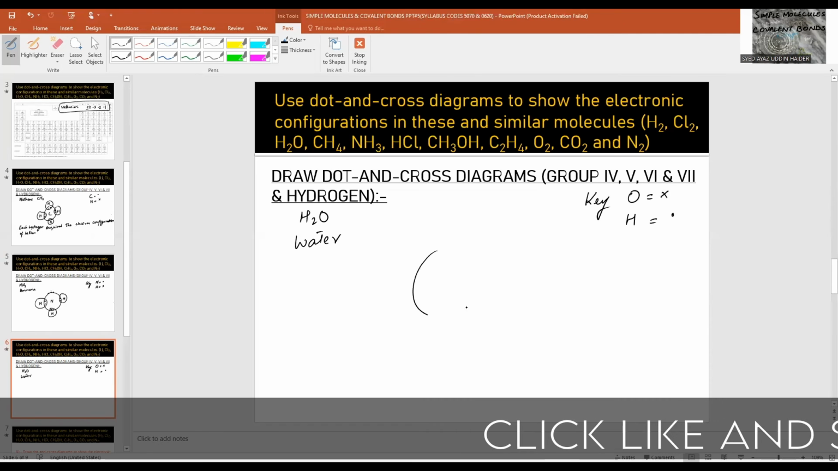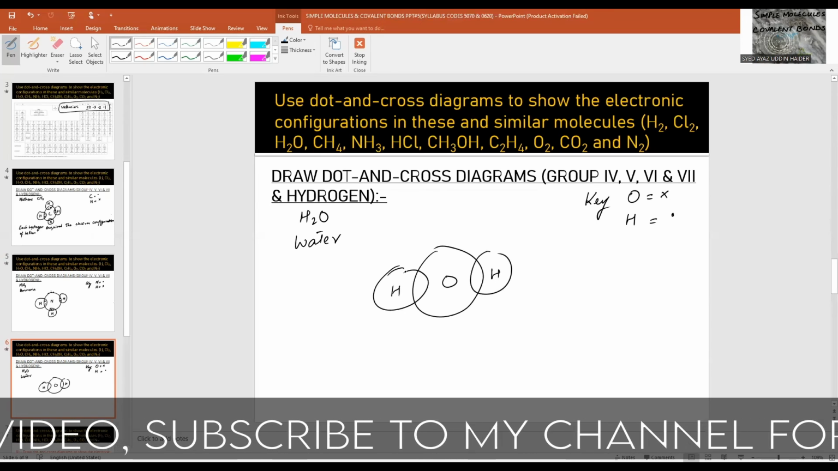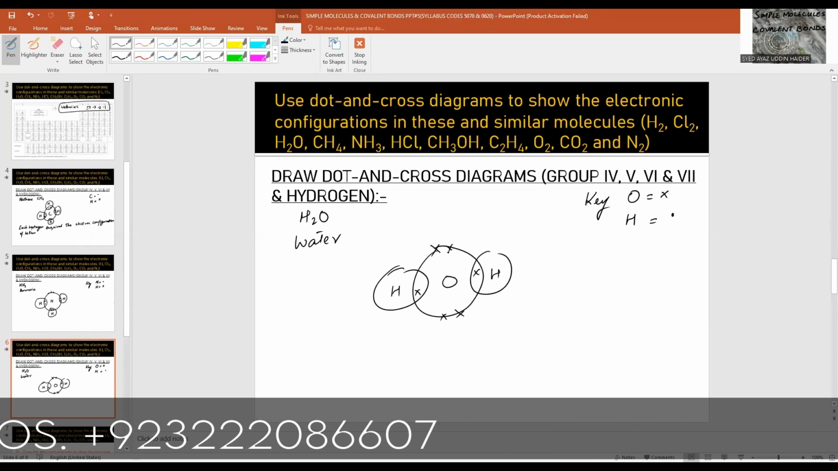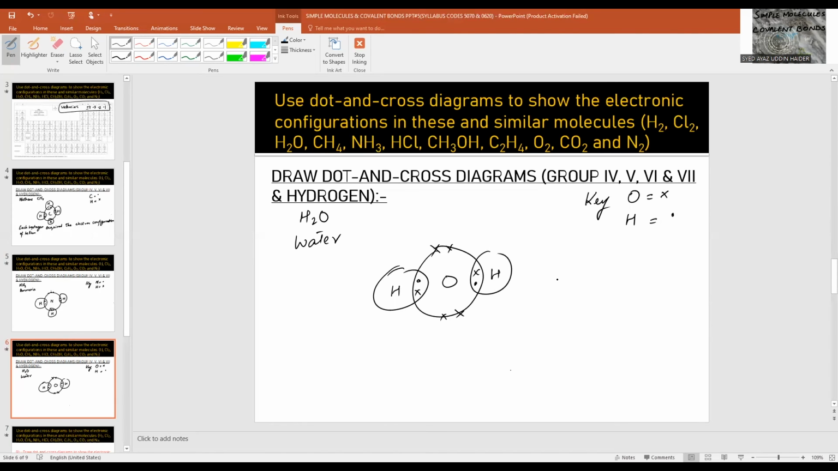So in the center, we are having oxygen. This is oxygen. This is hydrogen 1. This is hydrogen number 2. First, show the valence electrons of oxygen: 1, 2, 3, 4, 5, 6. For each hydrogen atom, 1 for this one, and second for this one. You'll see all of these have completed their valence shell by sharing electrons. Oxygen got 8 in its valence shell now: 1, 2, 3, 4, 5, 6, 7, 8. And each hydrogen got 2: 1, 2, 1, 2. So all of these have completed their valence shell.